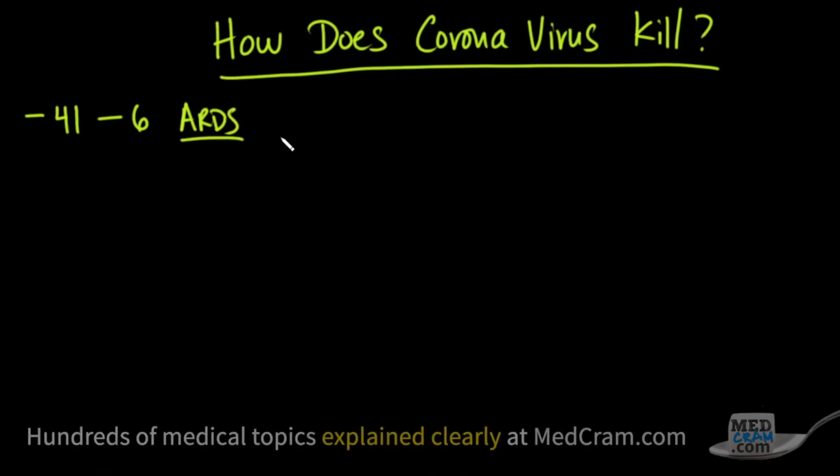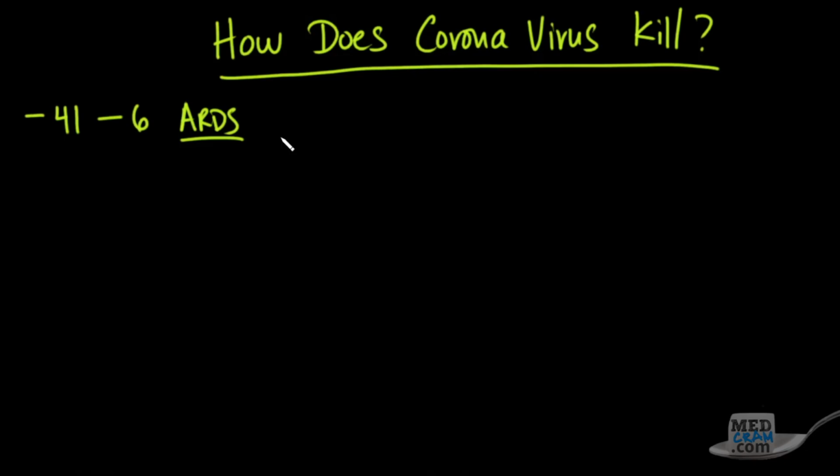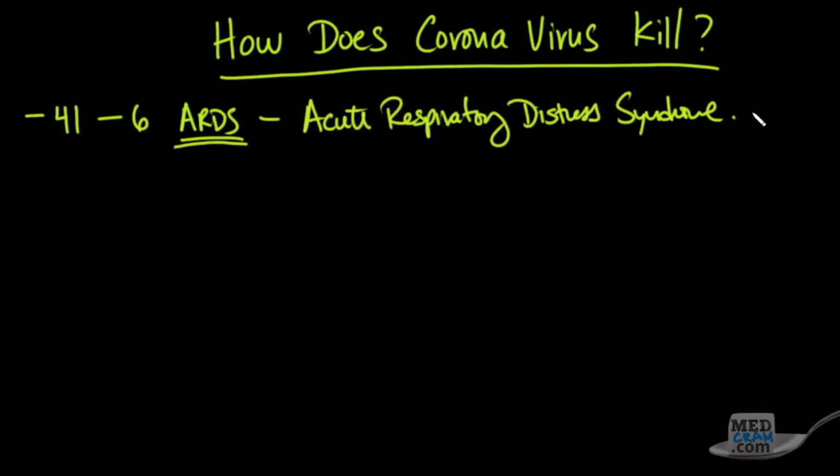It's not just the coronavirus, but many other viruses, including the influenza virus that we have every year. How is it that this happens? It's through acute respiratory distress syndrome, and I'm going to explain to you how that happens. So you first have to understand lung anatomy.